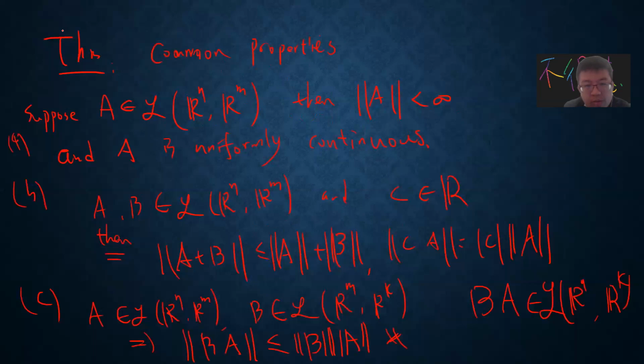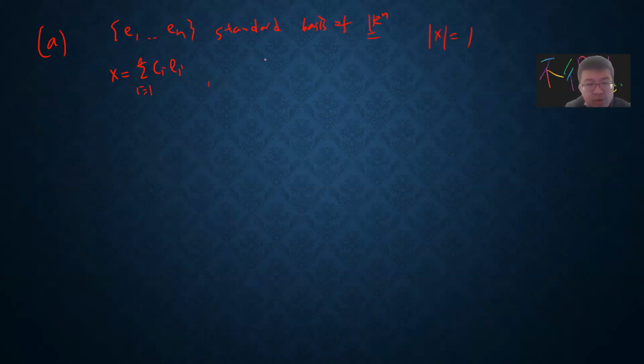Okay, let's go to the proof. First, the norm of A is finite, right? So let's say one can take e1 up to en to be the standard basis of Rn. So any vector x can be written as a summation of ci ei, i from 1 to n. And since its length is 1, that means the summation of ci squared, i from 1 to n, is less or equal to 1.